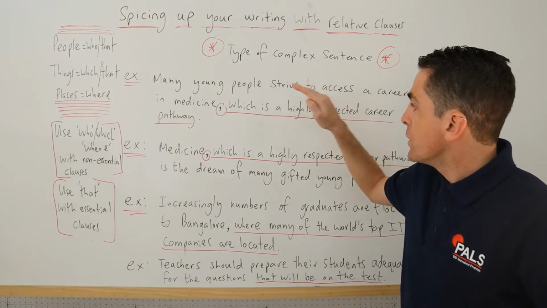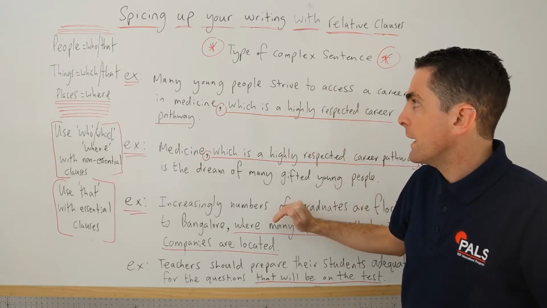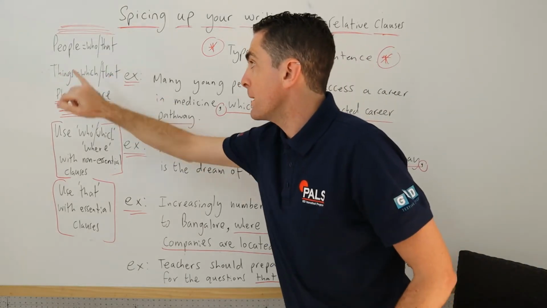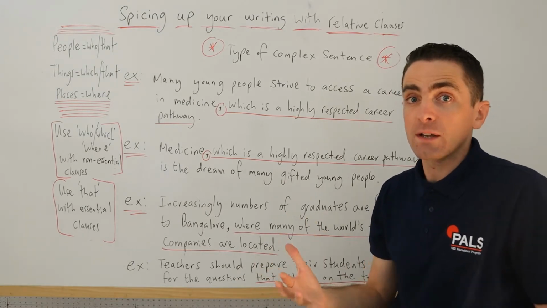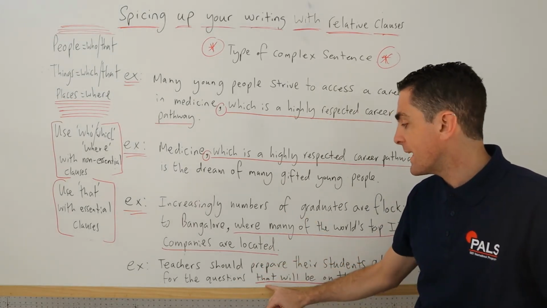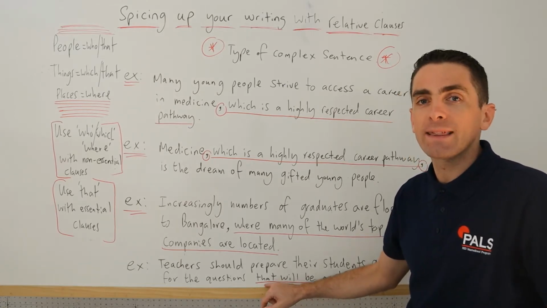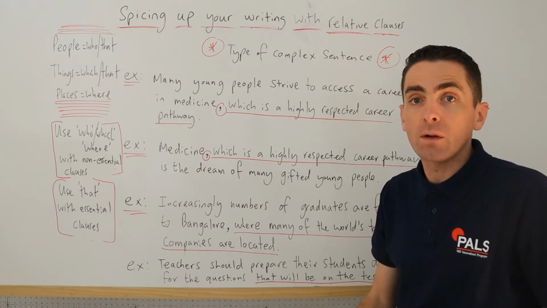These are non-essential, non-essential, non-essential. And we use who for people, which for things, and where for places in non-essential relative clauses. This is an essential relative clause, so we'll use that. And then we complete the relative clause that way.